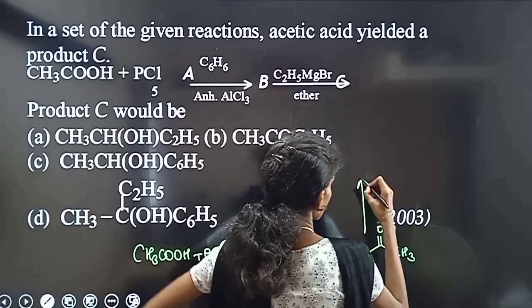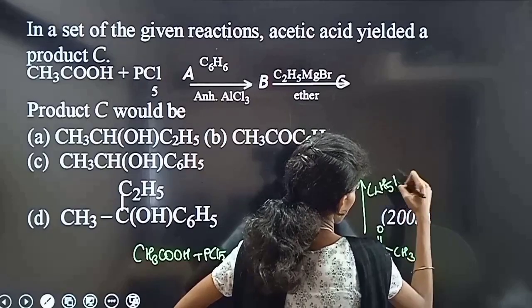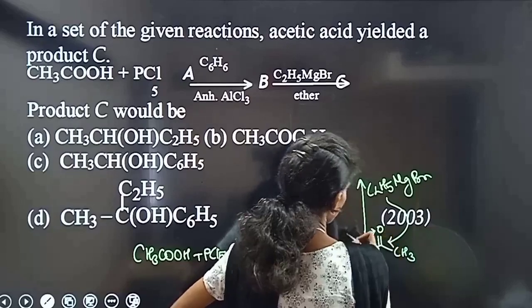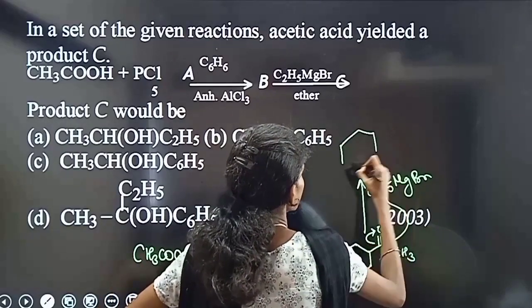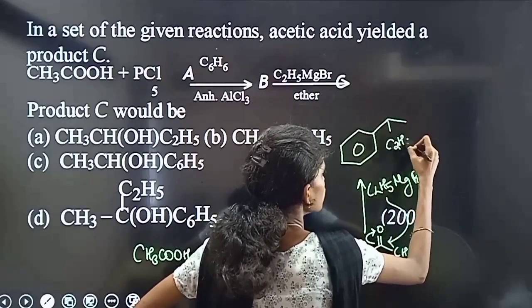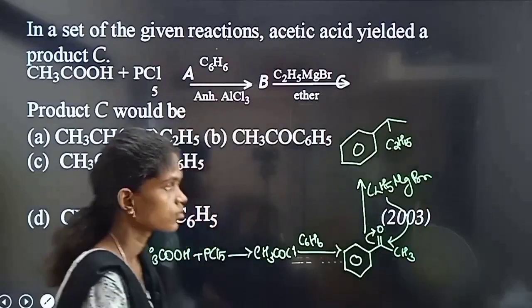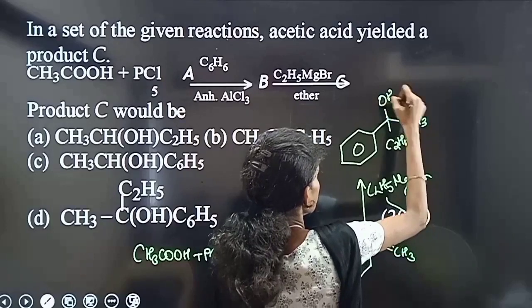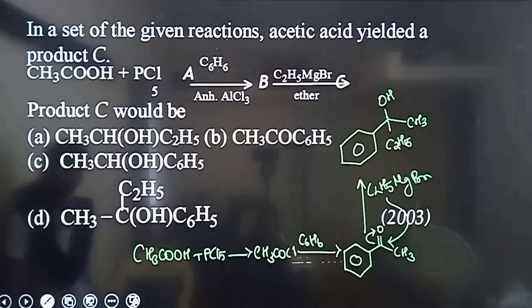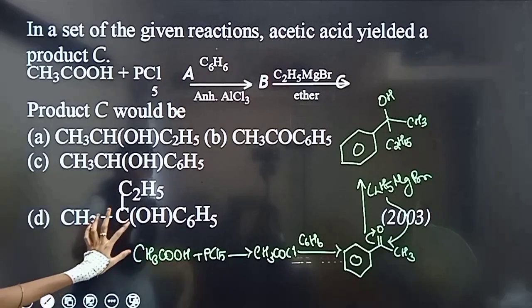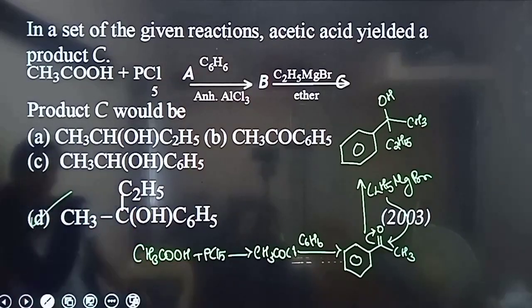Next, with C2H5MgBr, we attack here, giving CH3 and OH. So option D is the right answer here also.